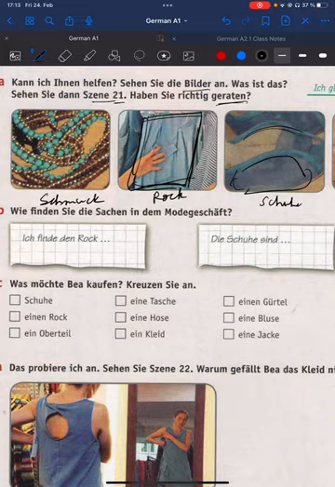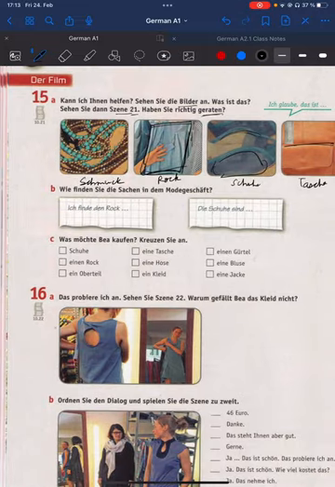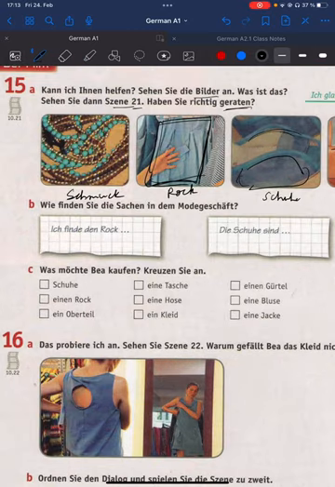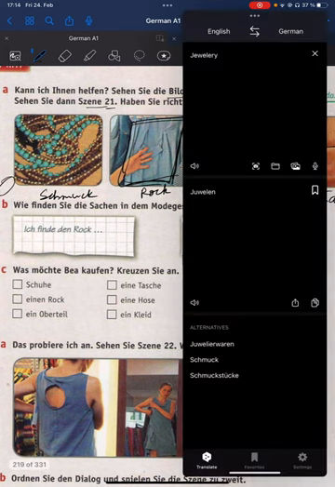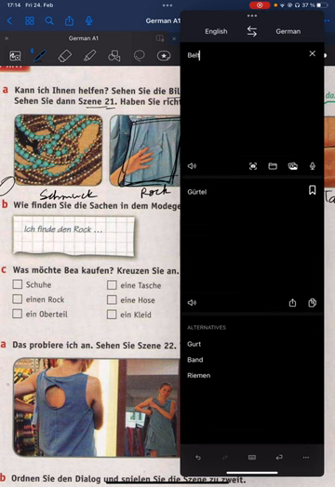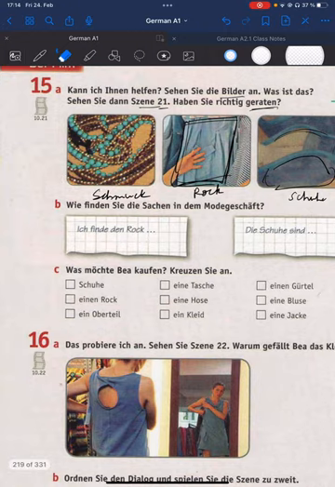Okay. So, let's see. I remember she has put it on like a belt. So let's see what the belt is called. It's called Gürtel. So yeah, it could also be Gürtel.